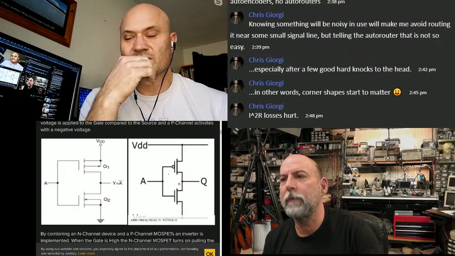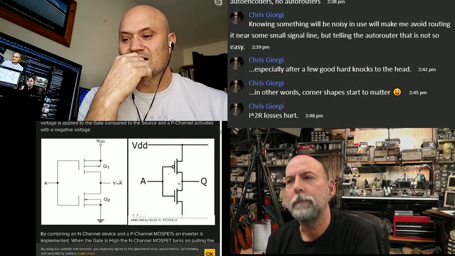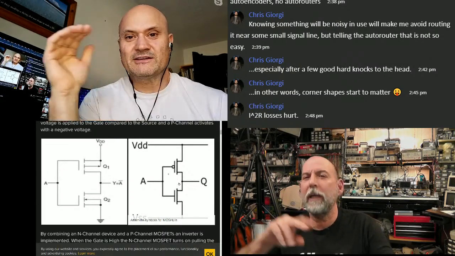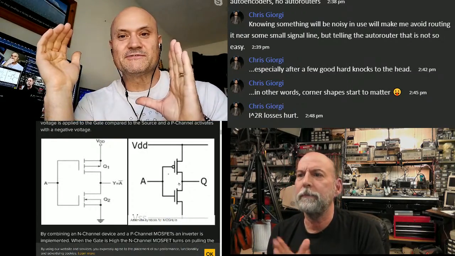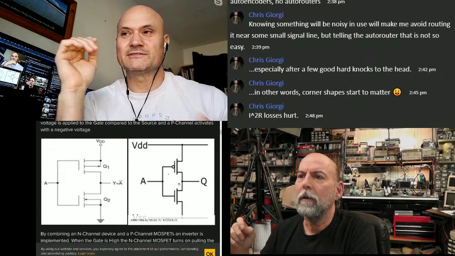Tell us what that is. It's how much copper there is. Okay, it's math. Okay, I heard it differently. 4 ounces of copper per square foot, I believe.